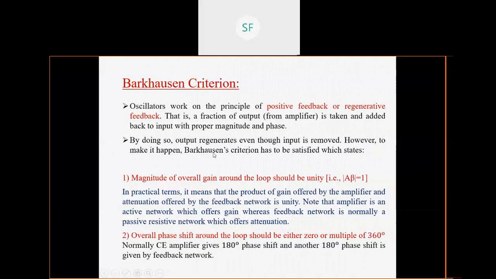Okay, so the first important thing is, what is the need of Barkhausen criteria? Barkhausen criteria will tell you whether your circuit is behaving as an oscillator or not. If you want your circuit to behave as an oscillator, then that circuit must satisfy these two conditions. And what actually is the Barkhausen criteria? These two conditions are nothing but the Barkhausen criteria.